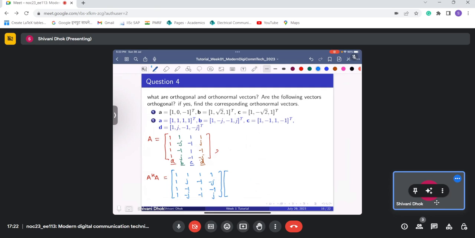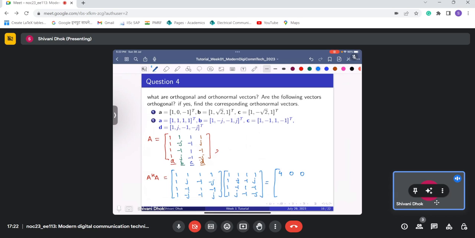multiplied by 1 1 1 1, 1 minus j minus 1 j, 1 minus 1 1 minus 1, 1 j minus 1 minus j. Okay, so what we have here is the first row with the first column, 1 plus 1 plus 1 plus 1, is 4. Then we have 1 minus j minus 1 plus j, so this reduces to 0. Similarly, this fourth one is 1 minus 1 plus 1 minus 1, so this cancels out, which is again 0.